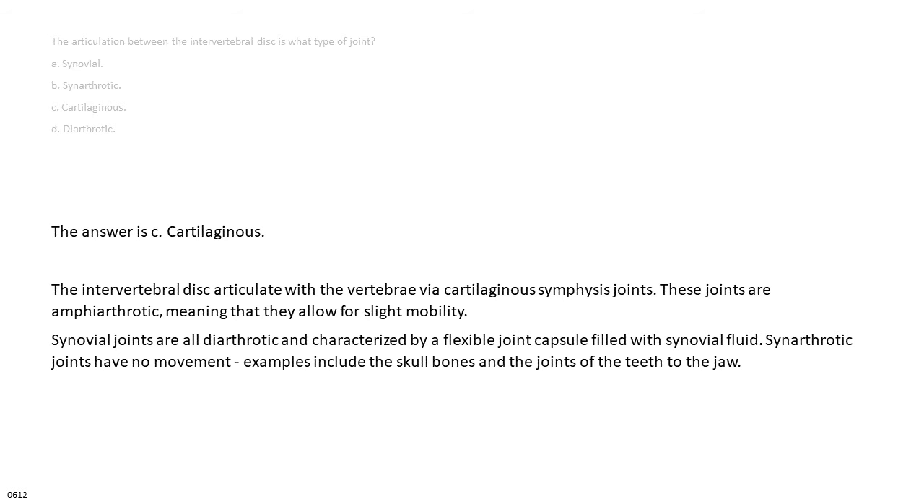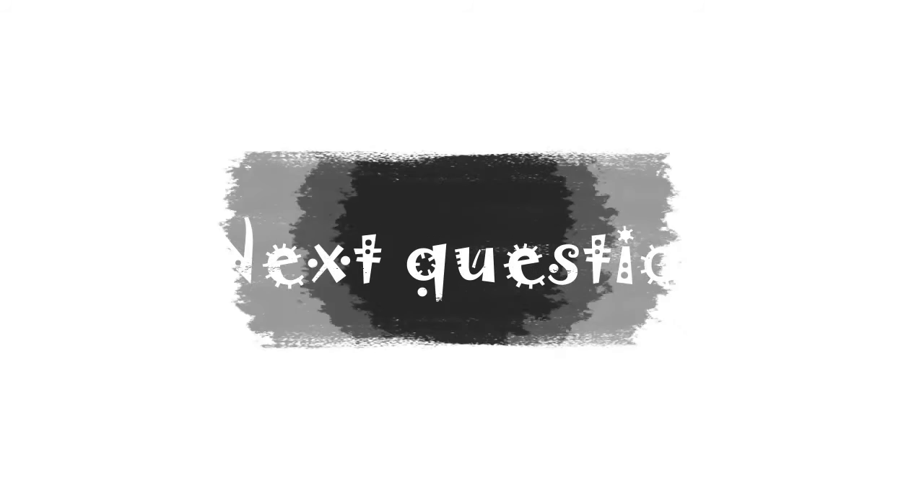The answer is C. Cartilaginous. The intervertebral disc articulate with the vertebrae via cartilaginous symphysis joints. These joints are amphiarthrotic, meaning that they allow for slight mobility. Synovial joints are all diarthrotic and characterized by a flexible joint capsule filled with synovial fluid. Synarthrotic joints have no movement. Examples include the skull bones and the joints of the teeth to the jaw.